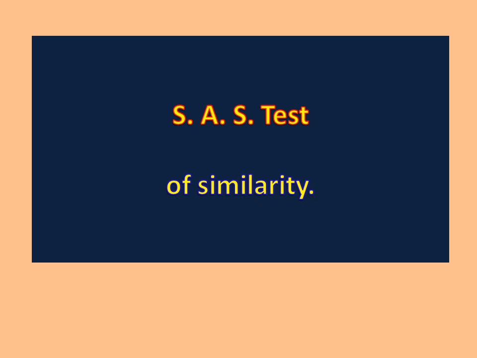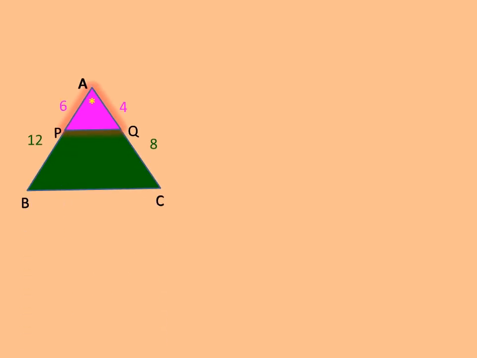So we have come back again to do the second test of similarity, and the second test we have taken as SAS, test of similarity. Now let us see, the two triangles have come up. You can name it from the triangle diagram, triangle APQ and triangle ABC.